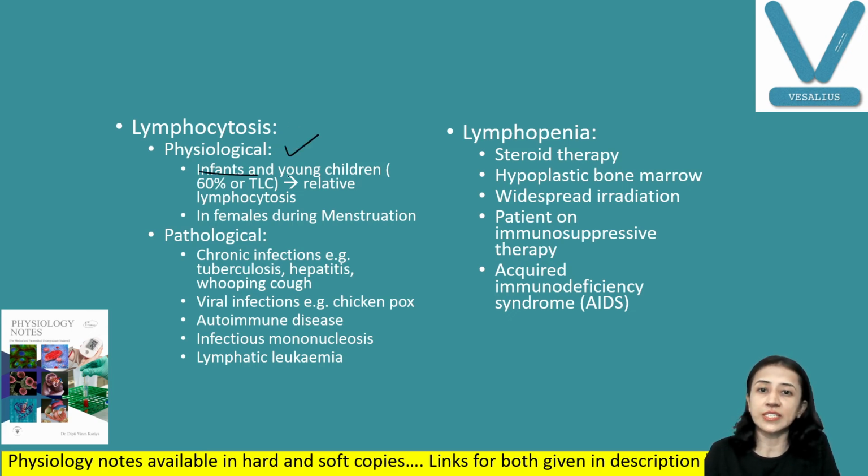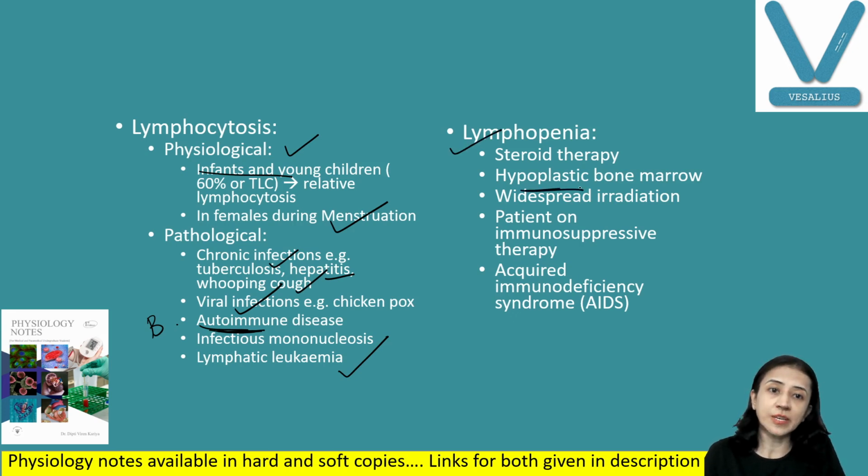Physiologically, it is found in infants, young adults, and females during menstruation. Pathological causes for lymphocytosis are chronic infections like tuberculosis, hepatitis, whooping cough, and viral infection, as well as autoimmune disease, because antibodies are produced. B lymphocytes produce antibodies. In infectious mononucleosis and lymphatic leukemia, the lymphocyte count increases, whereas the lymphocyte count decreases after steroid therapy, in hypoplastic bone marrow which has reduced function, after irradiation, in patients on immunosuppressive treatment where antibody production decreases, and in acquired immunodeficiency syndrome.